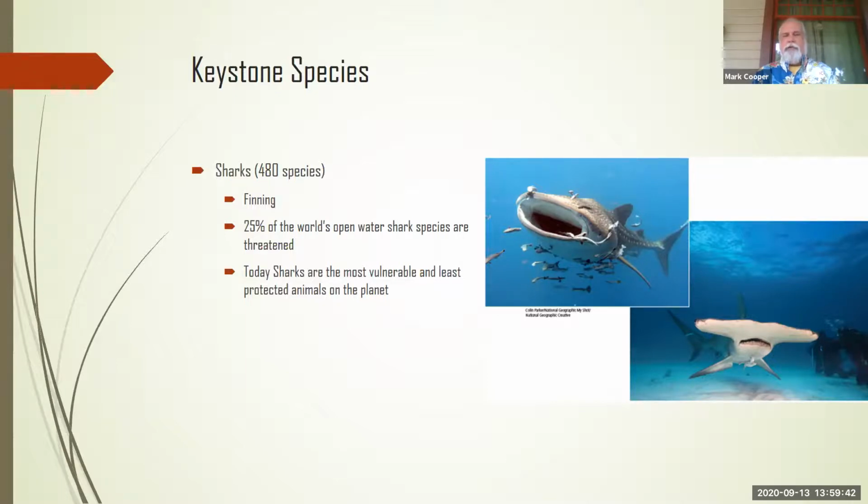One of the reasons they do that is that it will bring in other sharks, which they can then continue to fin. So over a quarter are threatened, and these might be the most vulnerable and least protected of all animals. And again, it's that fear we have of sharks. More people die from bee stings than from a shark attack.